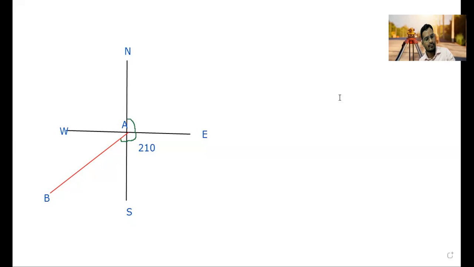Anyone else? We have to measure the angle. I am giving the big hint. We have to measure the angle from north or south.